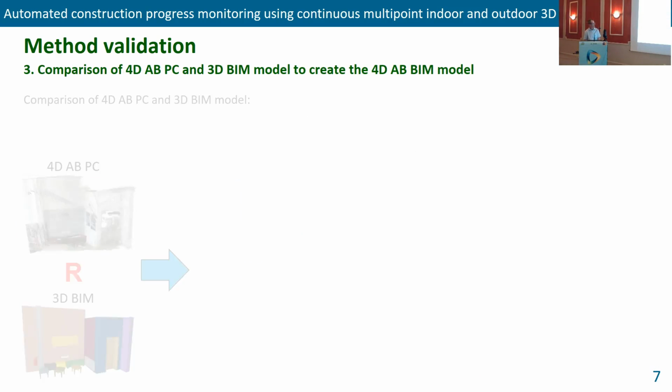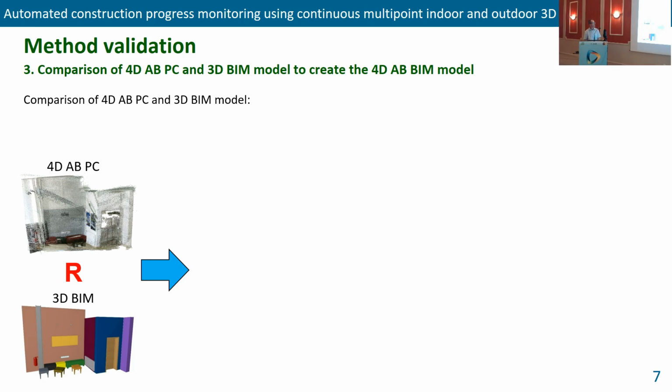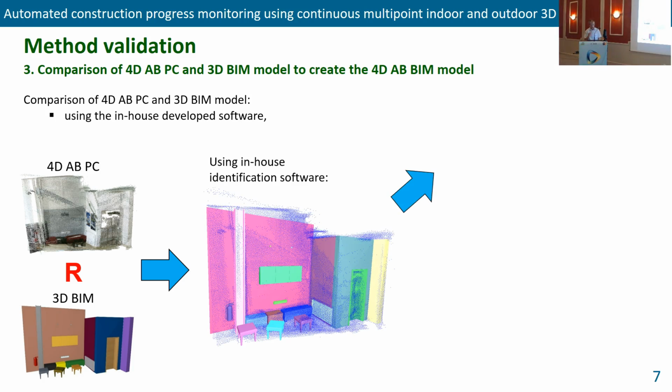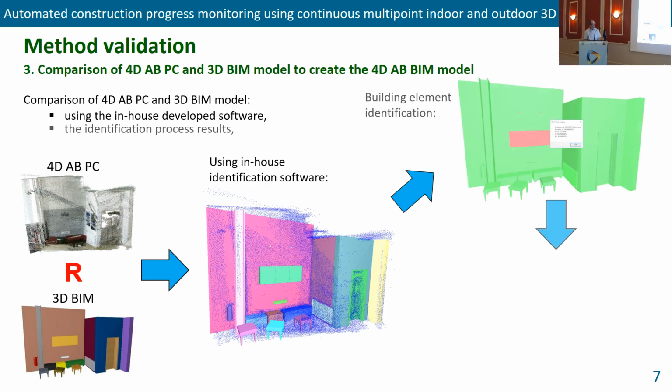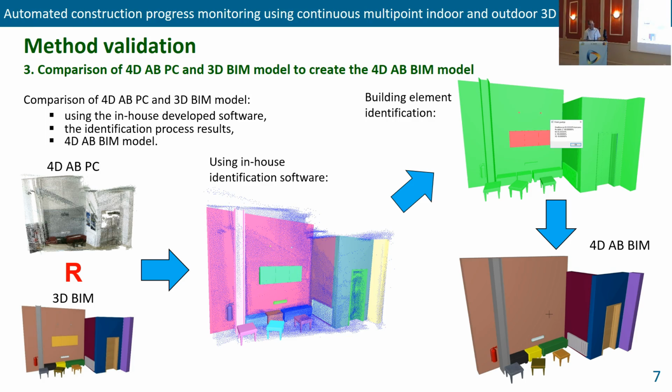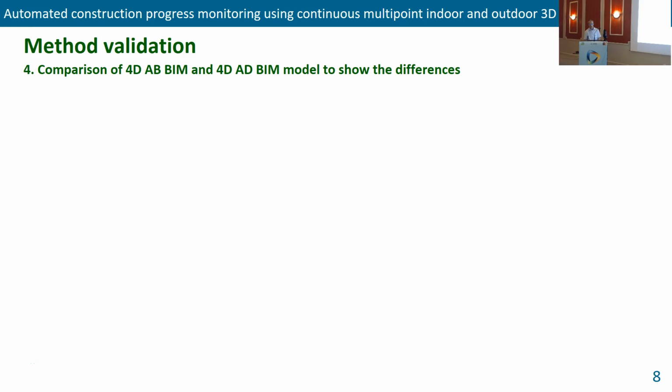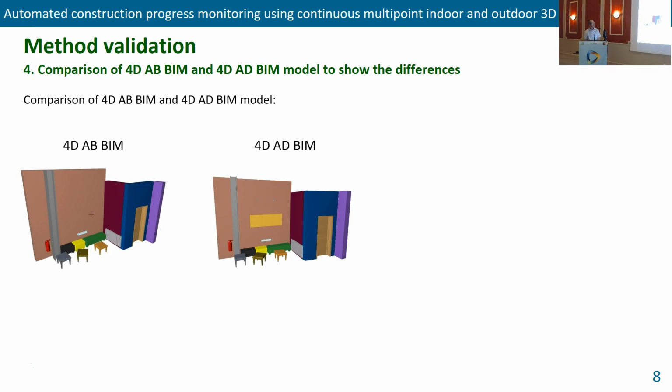in the third step, we compared with the 3D model, where we use the in-house identification software to define the elements. The red elements are missing and the green are identified. So on this basis, we can create the 4D as-built BIM model. In the last step, we compare this 3D BIM model with the as-designed BIM model to present the differences.